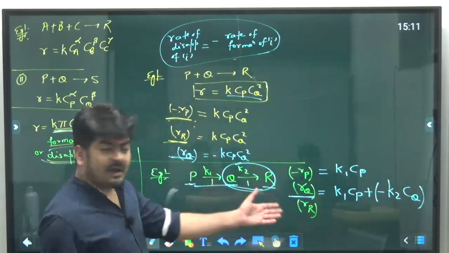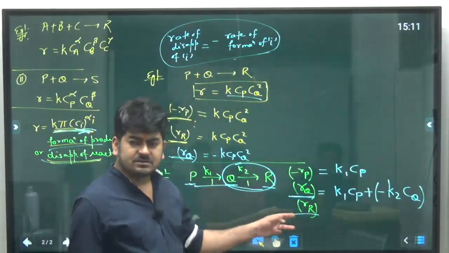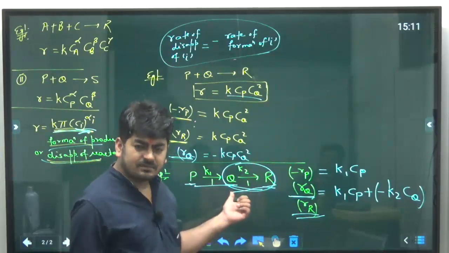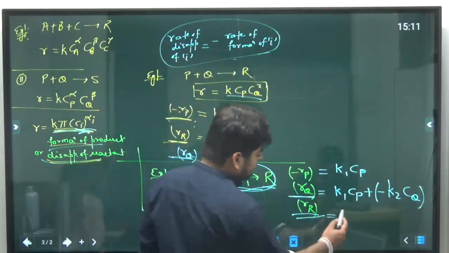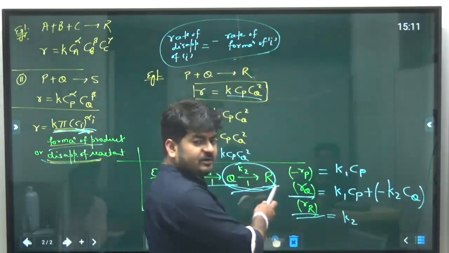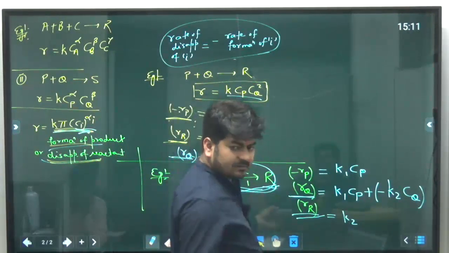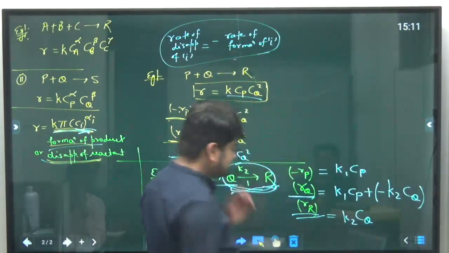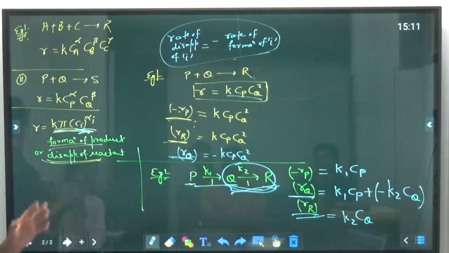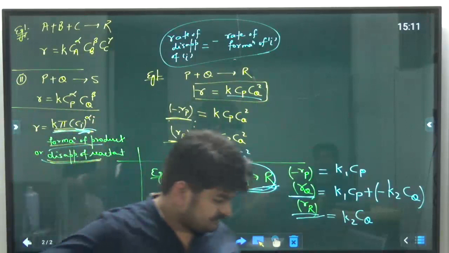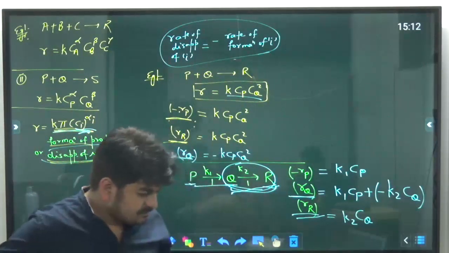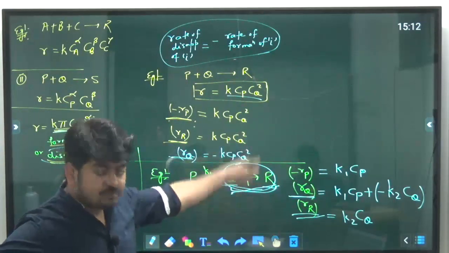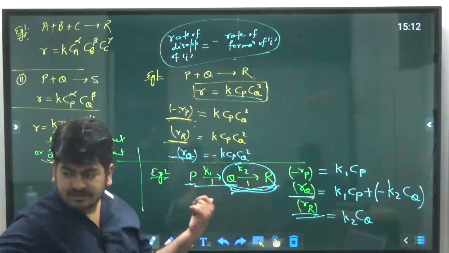And Rr, R is the product, I am also talking about the formation of product. It is participating only in one step. So it has to be K2, concentration of reactant. What is the reactant here? Q is the reactant. Cq is the concentration of Q. I hope it is clear now. Is it clear now to everyone? Yes, no? आप लोगों को clear है?